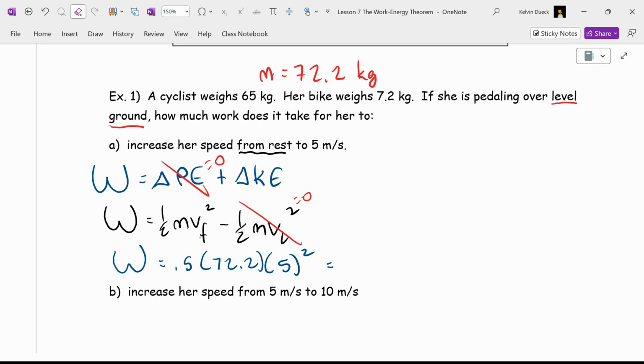I think you're going to get near 1,000, a little less than 1,000, I think. 902.5. Anybody else? Units? Joules. So let's talk about what this means. This means the bike and rider combination gained 902.5 joules of kinetic energy.